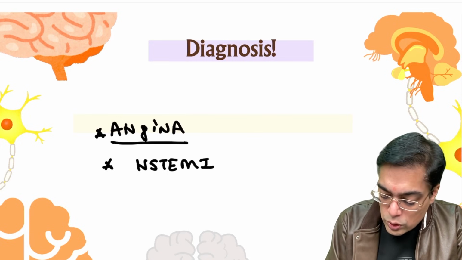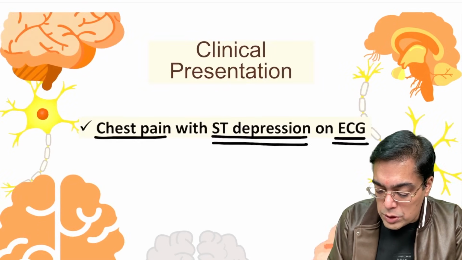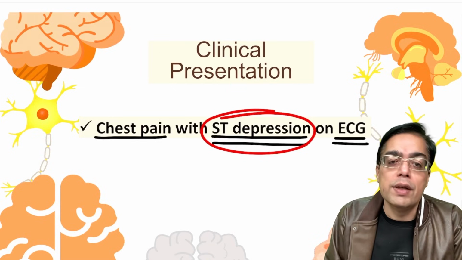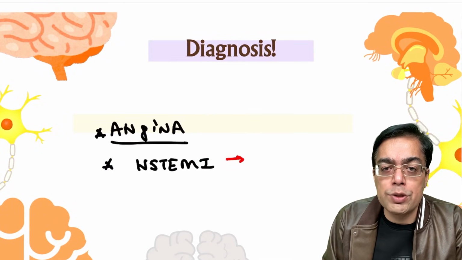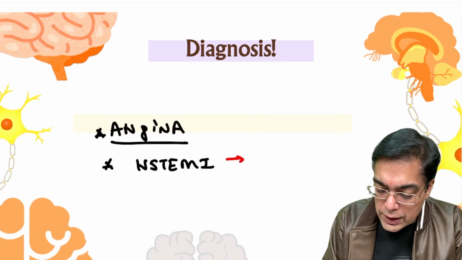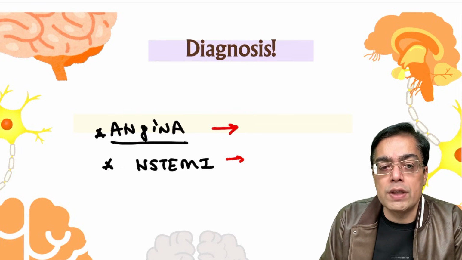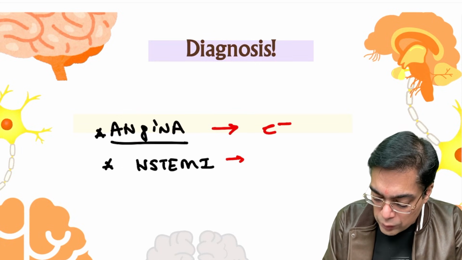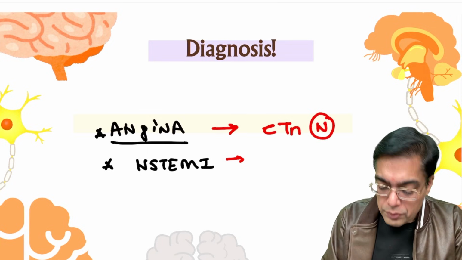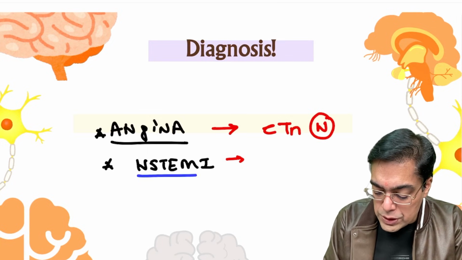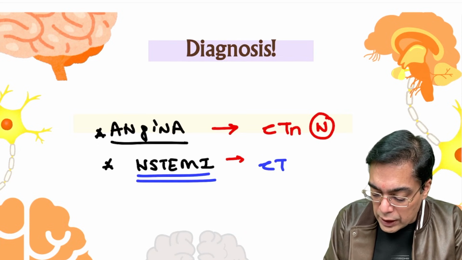Now, why do I say it is non-ST elevation MI? For the simple reason because the patient is not having ST elevation, he is having the presence of ST depression. What is going to be useful for differentiating between these two conditions? Classically, if it is a case of a patient who is going to be having the presence of an angina, then obviously the cardiac troponin levels over here are going to be normal. They are not going to be raised. But if my patient is going to be having the presence of non-ST elevation MI, that means the cardiac troponin levels are going to be increased.